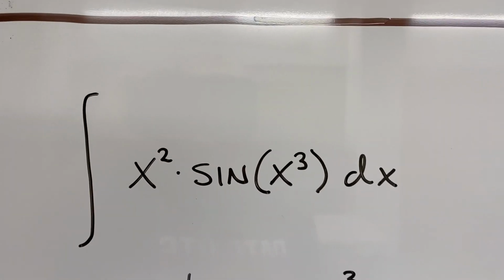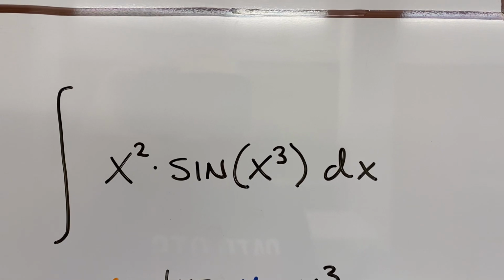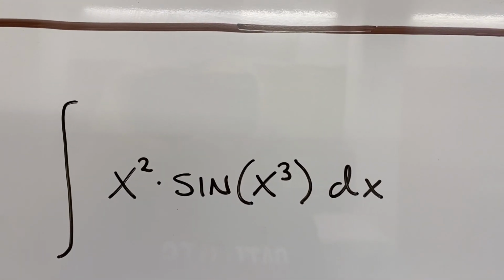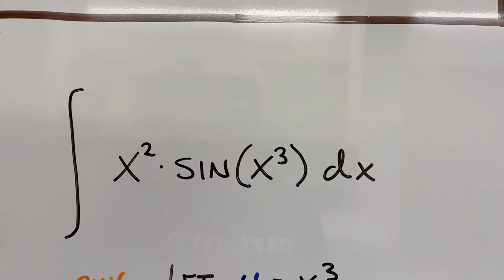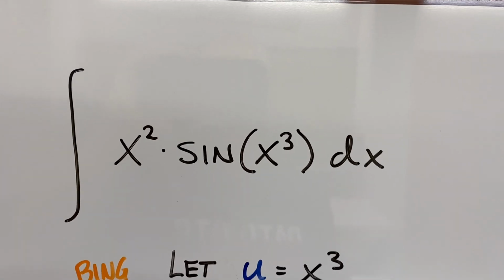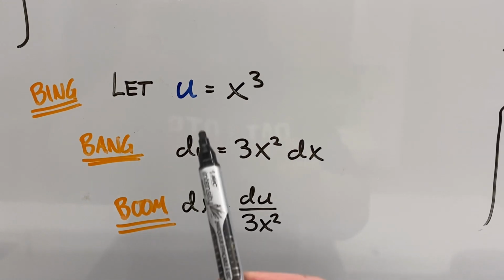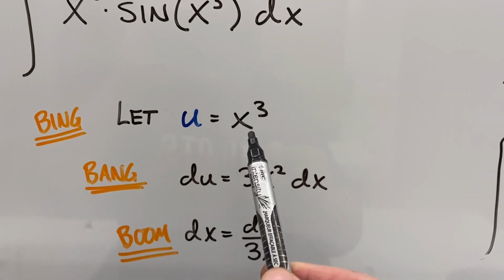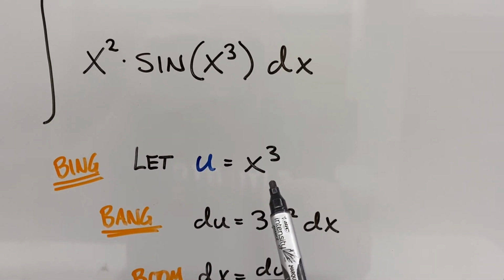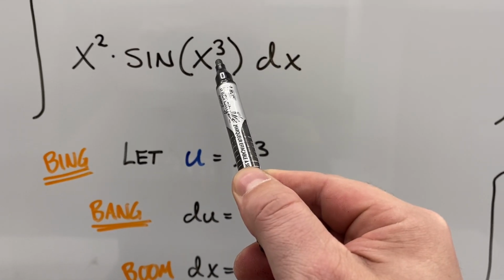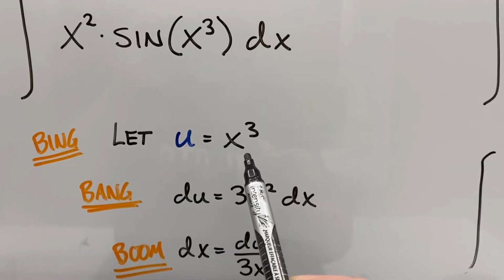The integral of x squared times sine of x cubed dx. Let's get right into the U sub technique. There are 3 steps. They're called bing, bang, boom. You're going to start by saying, let u be equal to one of the variables in this function that you want to differentiate. Here, we're going to let u equal x cubed.